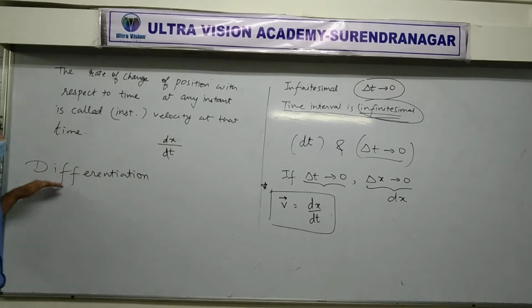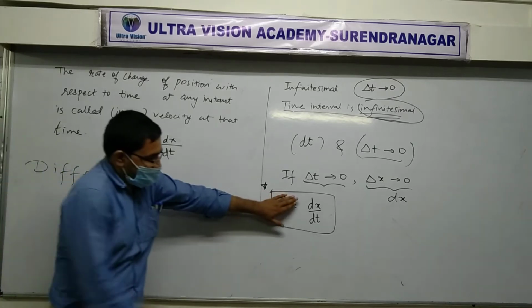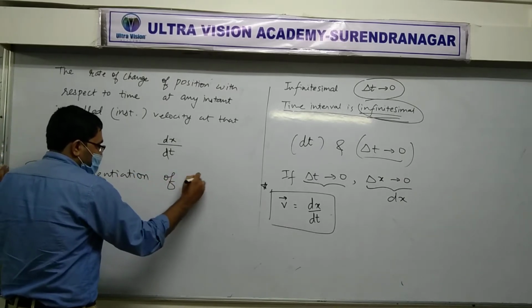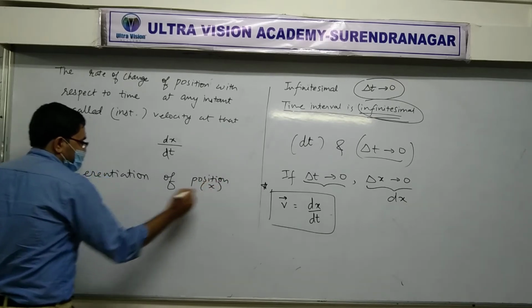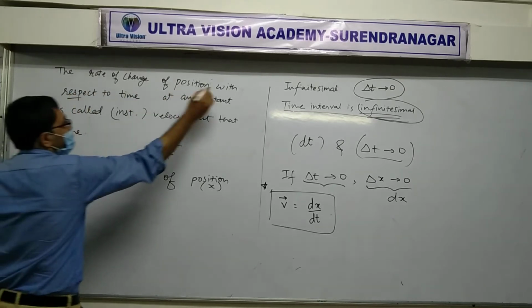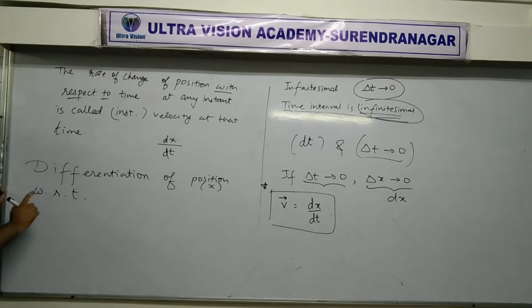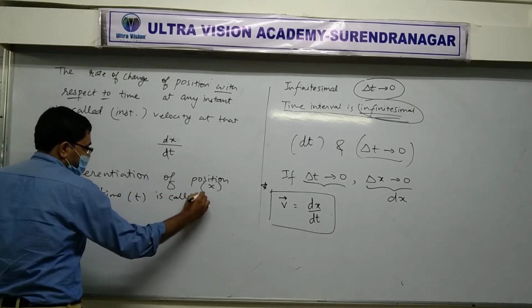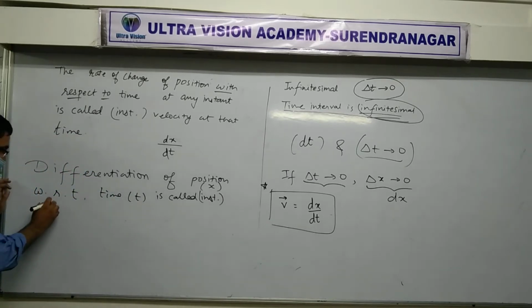So what is differentiation? This kind of dx by dt, those kinds of symbols, that's called differentiation. So in words we say differentiation of position, position meaning x, with respect to, w.r.t., time. Writing it like this is not compulsory, but I am feeling lazy, so you can write it whichever way you want. Differentiation of position, that is x, with respect to time, that is t, is called instantaneous velocity.